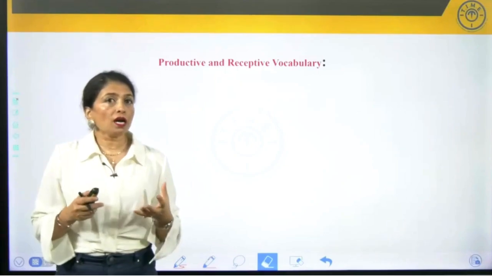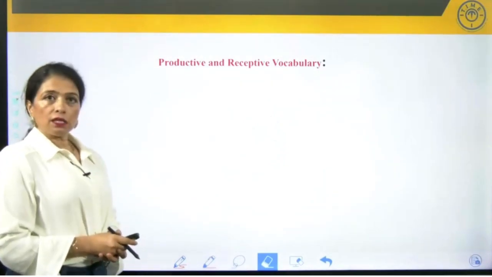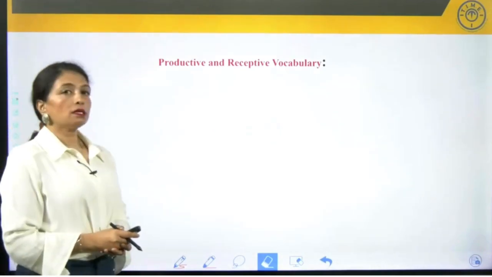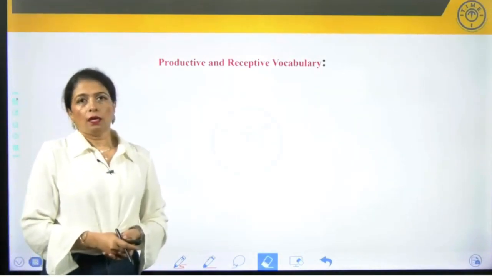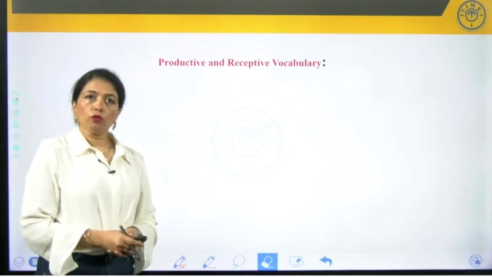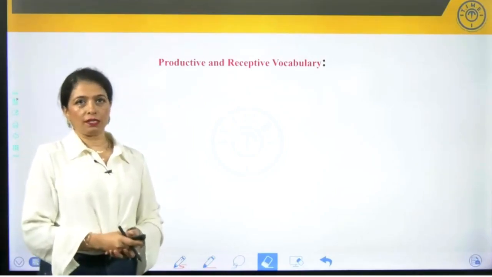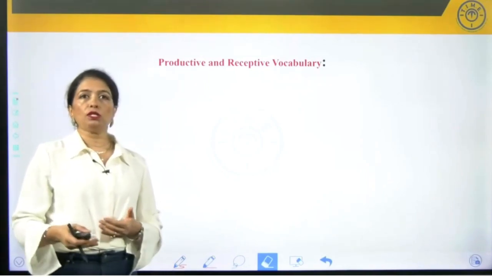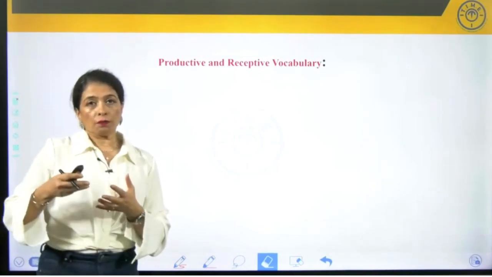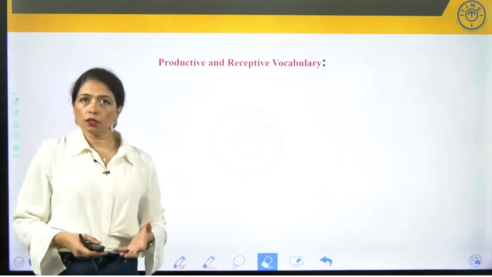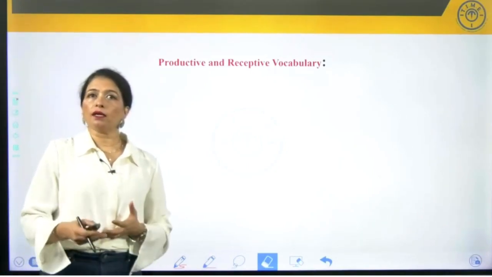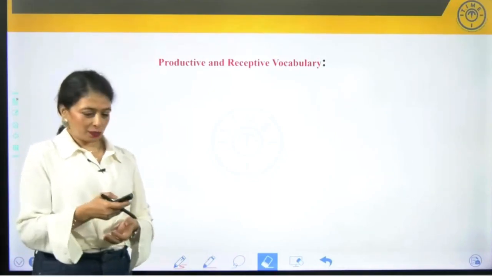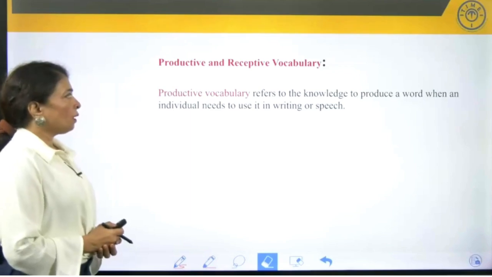So, what are these words? Now, as you can see, we have on the screen these two terms, productive and receptive vocabulary. I'm sure quite a few of you may not have even come across these terms. They are very important, not because you need to memorize them or know forever what they mean, but understand the concept. So, this will give you some clarity as to what you are actually trying to approach and what all it entails. I'm sure this will help you.